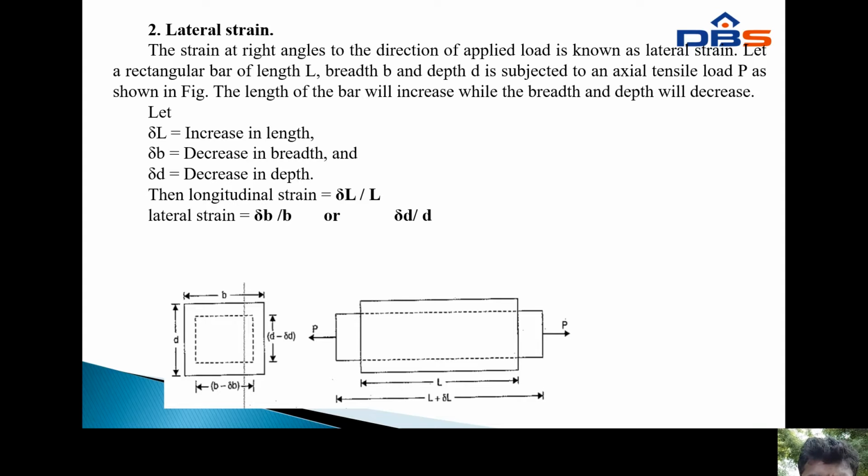In the first figure, we have the width B and depth D. Next, the decreased body has dimensions D minus delta D and B minus delta B. In the next figure, we apply the force P on the outward side. The original body length is L and the changed length is L plus delta L. These are examples of longitudinal strain and lateral strain.